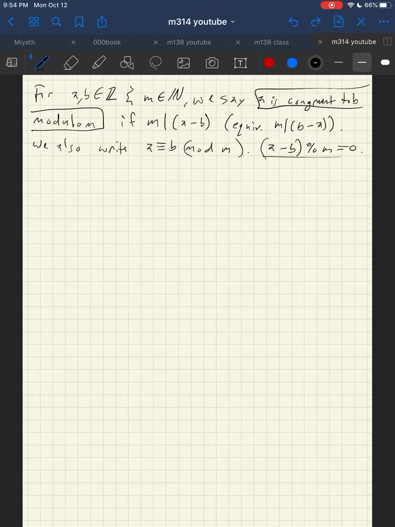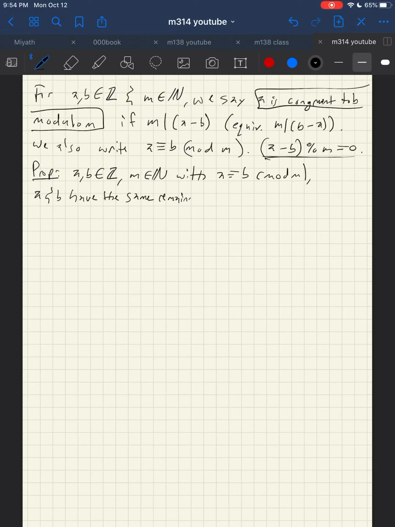Okay, so let's prove this right now. So, proposition: for integers a and b, and natural number m, with a congruent to b mod m, we have that a and b have the same remainder upon division by m. Okay, so let's prove this.